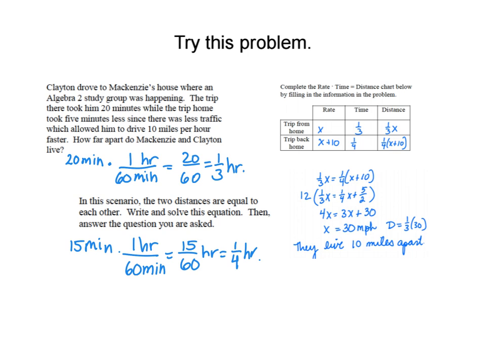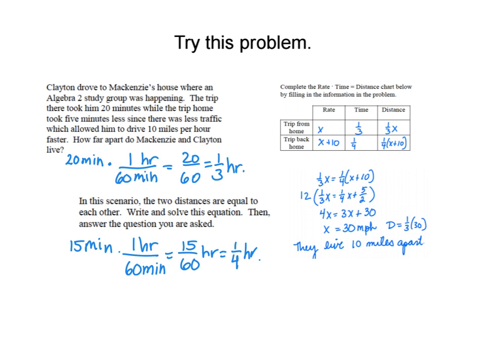Well, taking this a little bit at a time, I don't know the rate. So the rate to the trip from home, I made X. And then the trip back, he was able to go 10 miles per hour faster. So this cell, I made X plus 10 miles per hour. So my rate is in miles per hour, which means the time has to be in hours. Well, the trip there took him 20 minutes. So you can see I had to convert minutes to hours. I did that by multiplying by 1/60, and that's 1/3 of an hour. So that goes there for time.